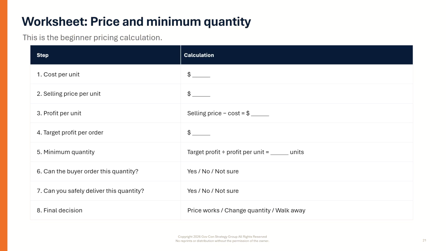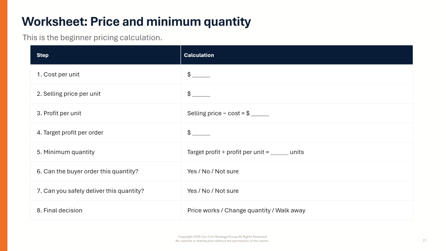This worksheet brings the pricing and capacity discussion together. Start with your cost per unit. This should reflect your true cost, including materials, labor, overhead, packaging, delivery, administration, and any salary or operating expense that needs to be built into the price. Next, enter your selling price per unit. This may come from your cost plus analysis, your market pricing research, or a combination of both. Then calculate your profit per unit. The formula is simple. Selling price per unit minus cost per unit equals profit per unit.